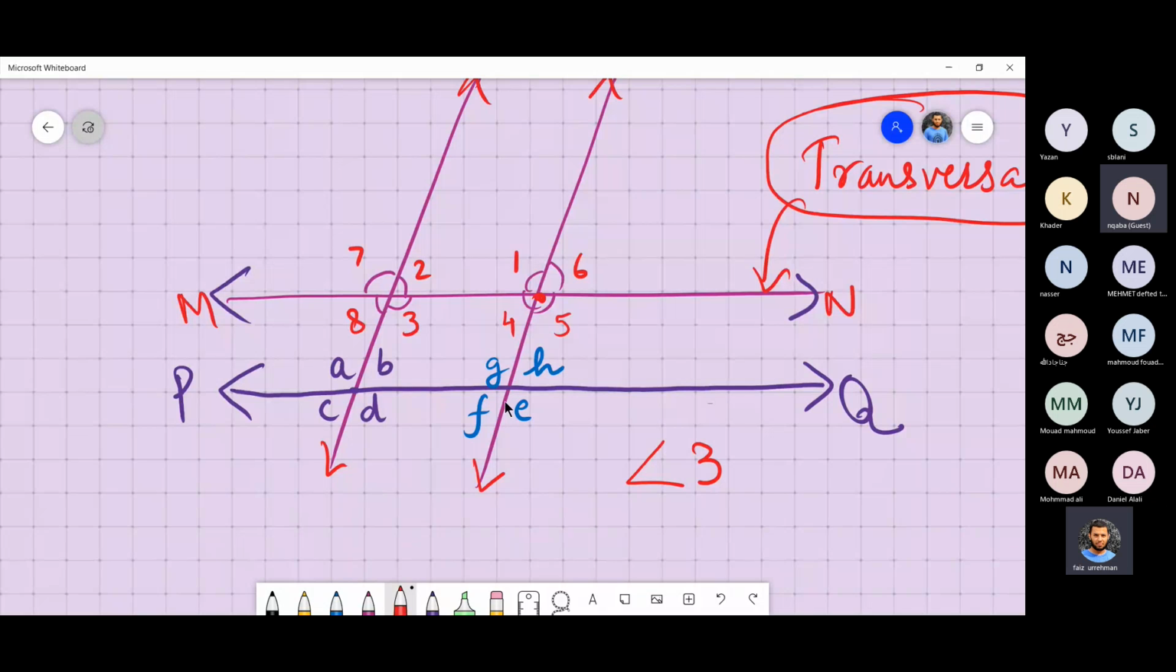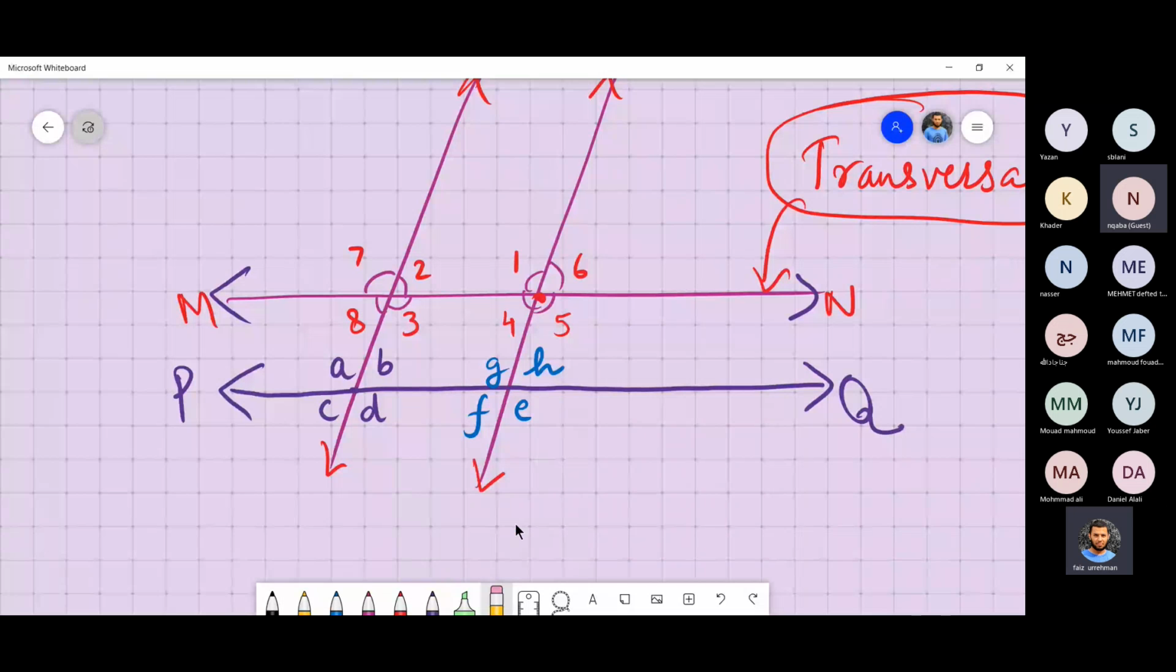Okay. What about angle G? What is the alternate of angle G? 6? No, 5. Not 6, 5. 5 and B. Yes, 5.